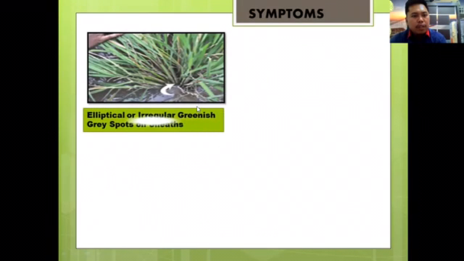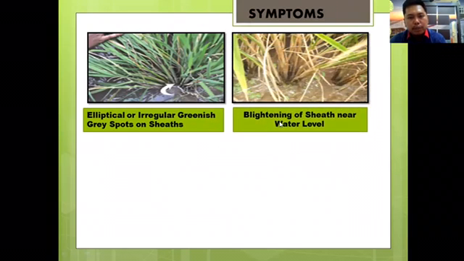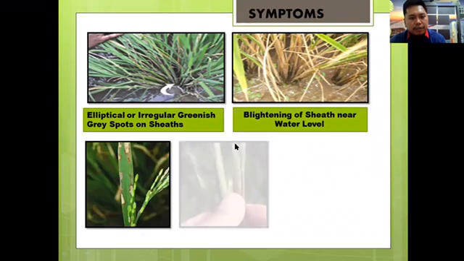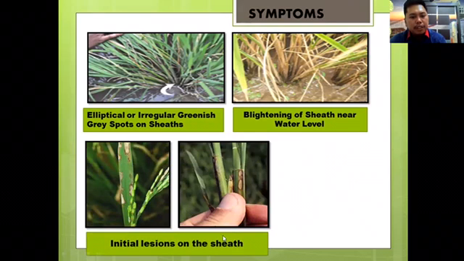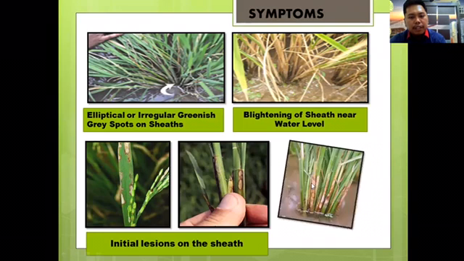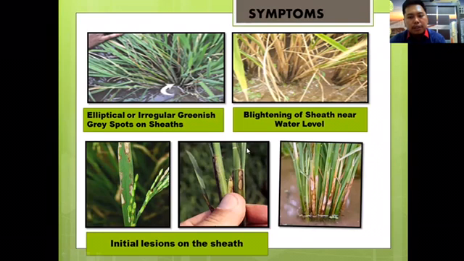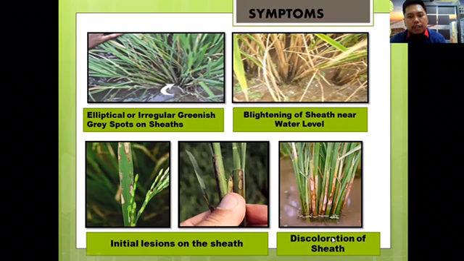Now I will tell you about the symptoms. First, the picture shows elliptical or irregular greenish gray spots on the sheath. Second picture, you can look at the lesion of the sheath near the water level. And the next picture, initial lesion of the sheath. And the last picture, you can look at the symptom of discoloration of the sheath. These are symptoms of the sheath blight disease.